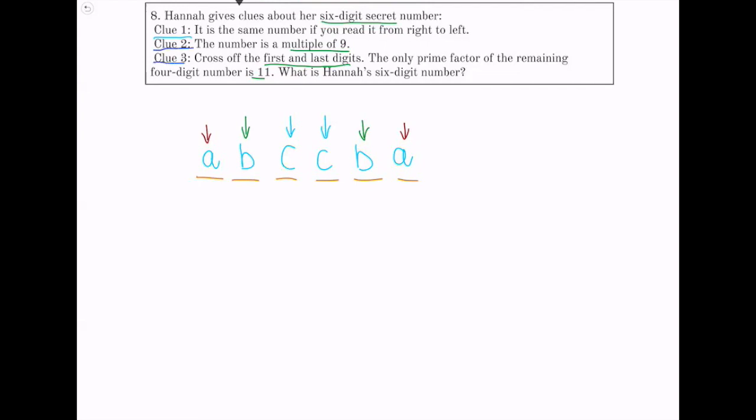Let's look at clue 3 now. What does clue 3 give us? Cross off the first and last digit. And BCCB, the only prime factor, somebody asked, what if you have 33? For what? Yeah, it's AA. You cross those 2 out.